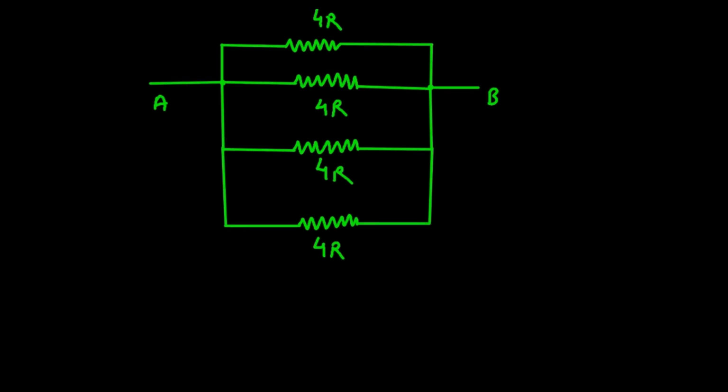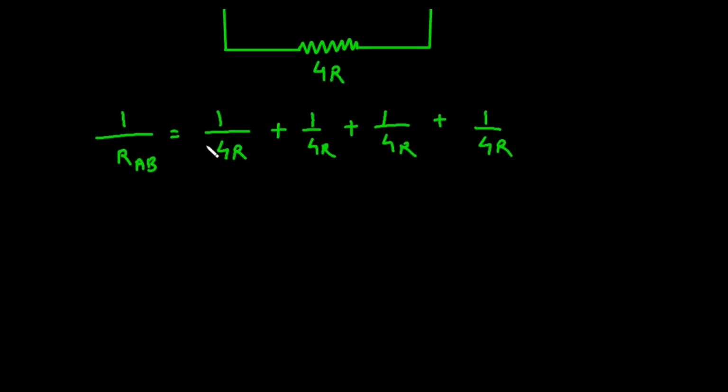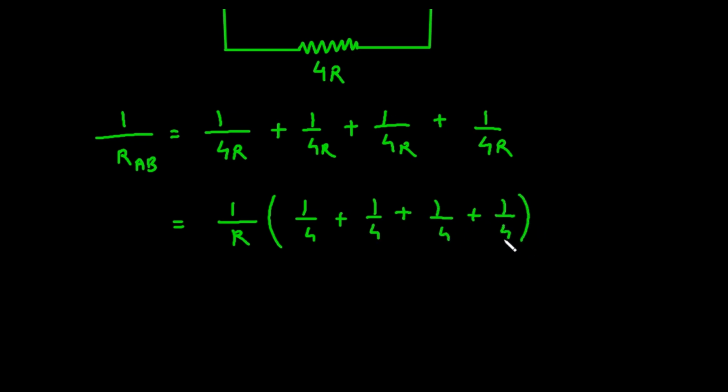So it will be like this. 1 upon RAB is equal to 1 upon 4R plus 1 upon 4R plus 1 upon 4R plus 1 upon 4R. Now from here we can take this 1 upon R common. So it will be 1 upon R in bracket 1 by 4 plus 1 by 4 plus 1 by 4 plus 1 by 4. And this is the value for 1 upon RAB.